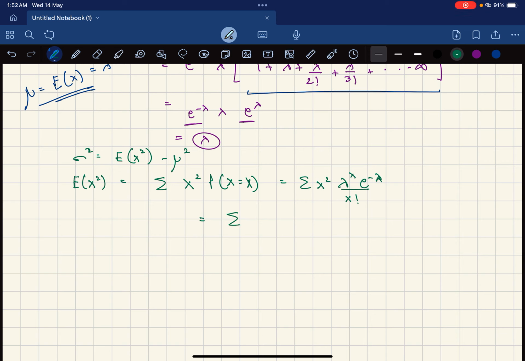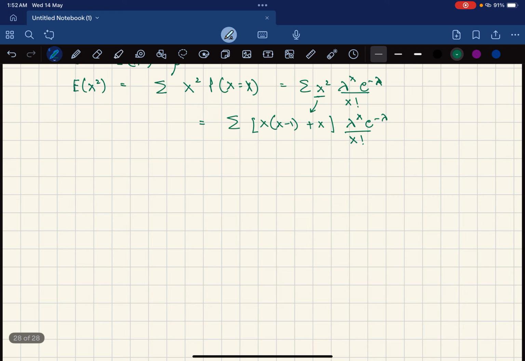So what we do is we write x square as x into x minus 1 plus x, because minus x from this first term plus x cancels out and we are left with x square, which is the value we are putting here, and the rest of the terms remain the same. Now we divide this into two terms, the first one being summation of x into x minus 1 upon x factorial lambda x e to the power minus lambda, and the second one being summation of x upon x factorial lambda x e to the power minus lambda.